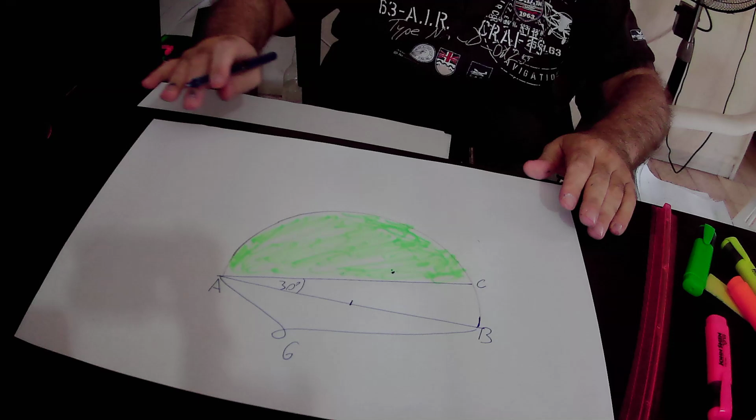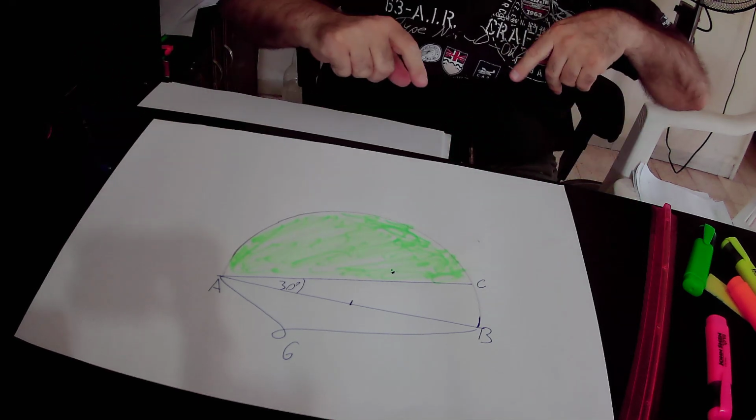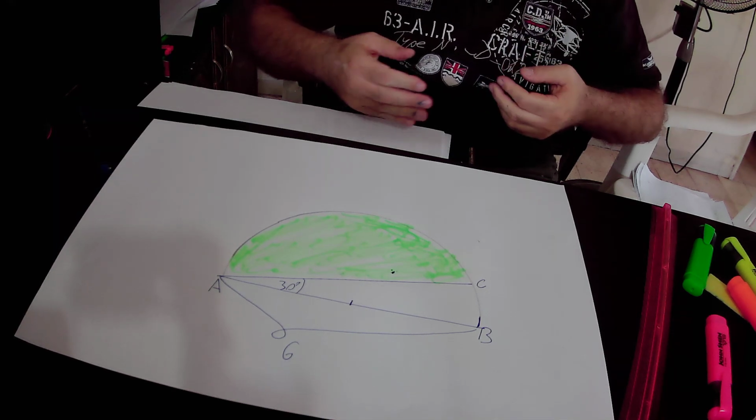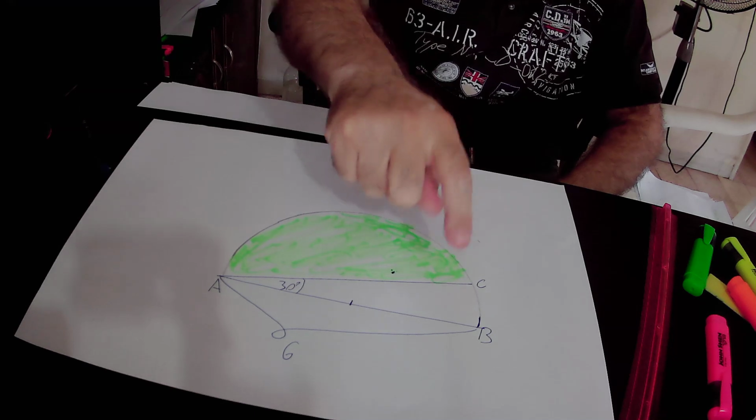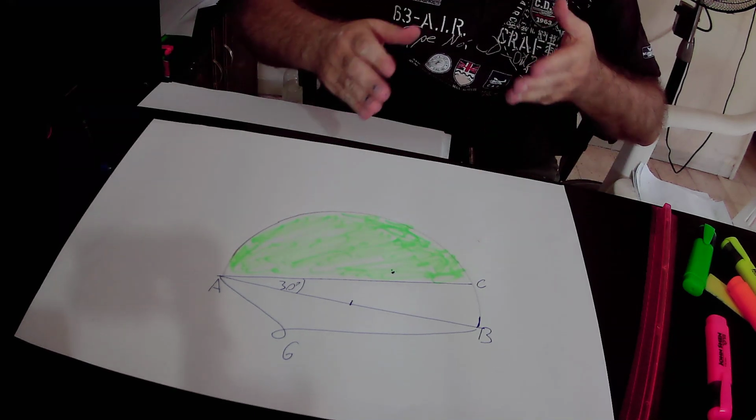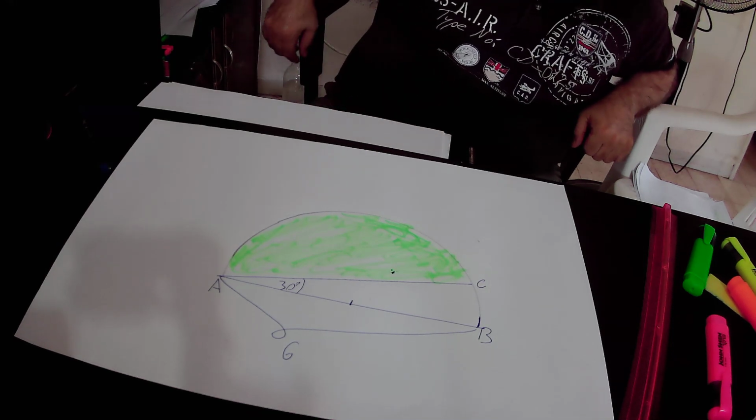In the drawing we have a semicircle. AB equals 6 units. AB is actually the diameter of the semicircle, which is equal to 6 units. We know that angle BAC equals 30 degrees, and our mission is to find the area of the green shape, or the value of the area of the green shape. Okay.